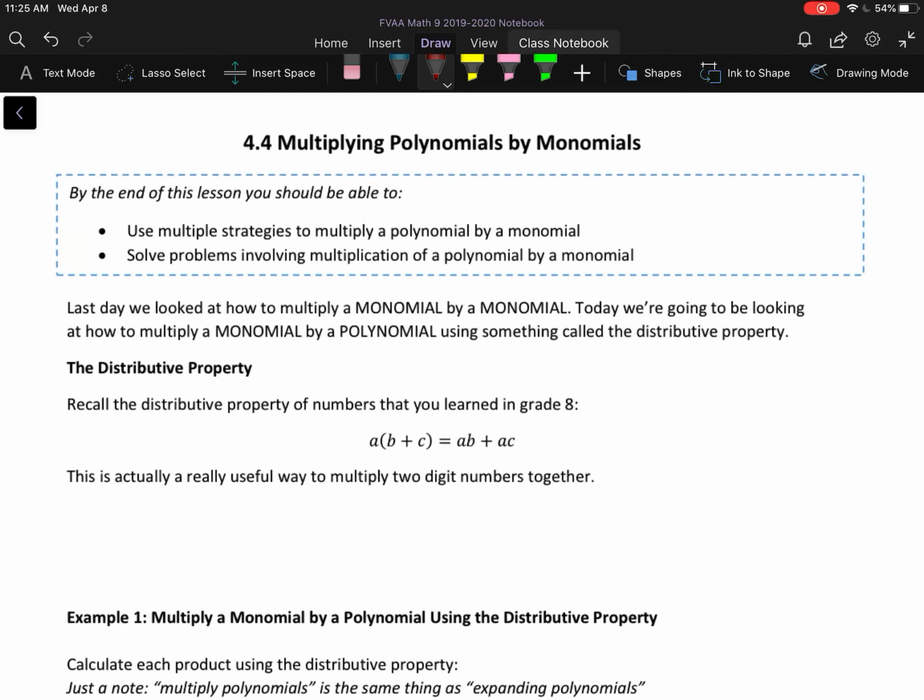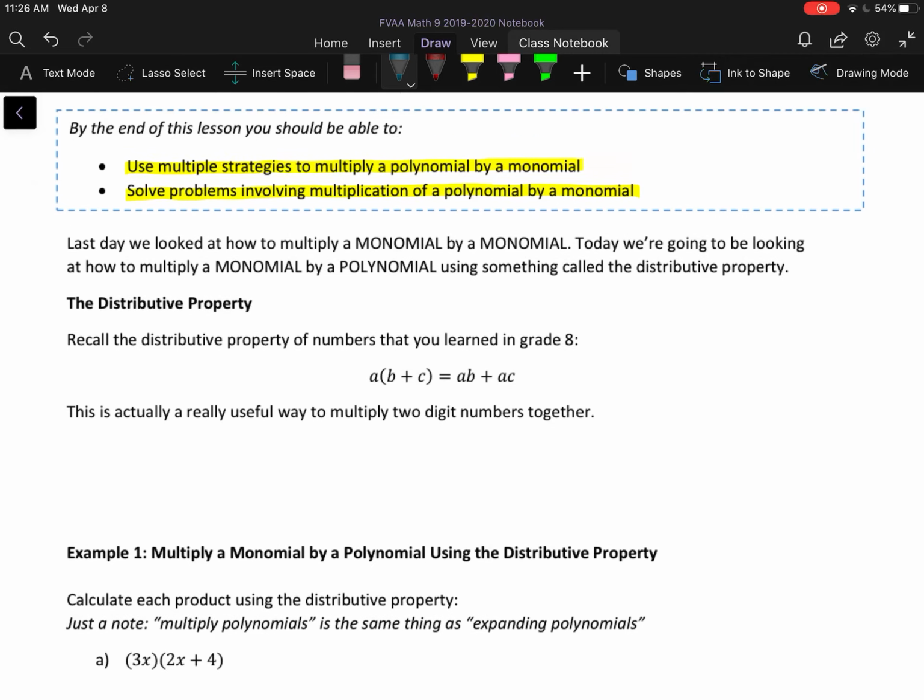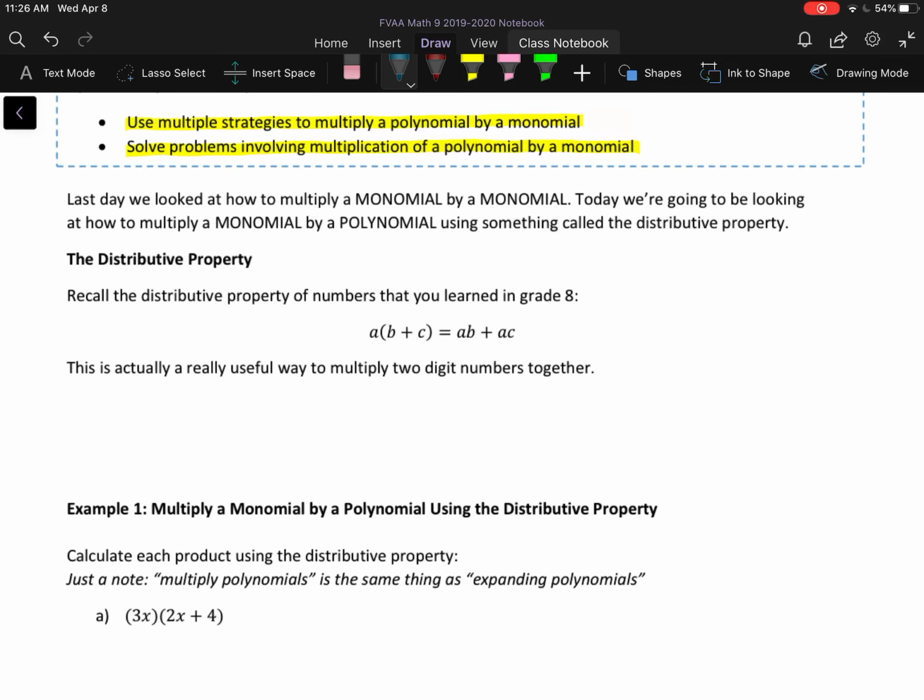By the end of this class, you should be able to use multiple strategies to multiply polynomials by a monomial and solve problems including multiplication of a polynomial by a binomial, so word problems. Last day we looked at how to multiply a monomial by a monomial. You can look at the previous video posted on the channel. Today we're going to be looking at how to multiply a monomial by a polynomial.